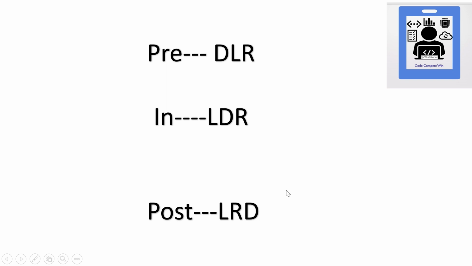In pre-order traversal, first we are going to print the data at the root, and then we are going to visit the left subtree and then the right subtree. In in-order traversal, first we visit the left subtree and then print the data present at the root, and then we are going to visit the right subtree. And in post-order traversal, we are going to visit the left subtree and then the right subtree, and then print the data present at the root.